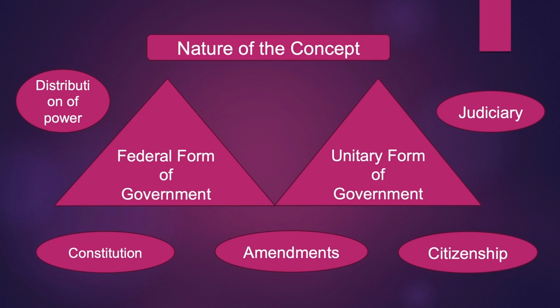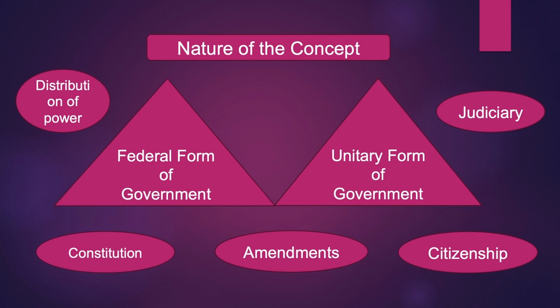And the most important feature which governs the nature of this particular concept is the amendments. How rigid is the amending power of the government? Federal form of government has rigid amendment powers, that anything and everything cannot be amended, but moderately can be amended. But when it comes to unitary form of government, it again gets into the hands of the center, which holds most of the powers attached to it.